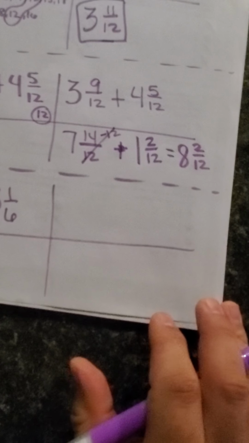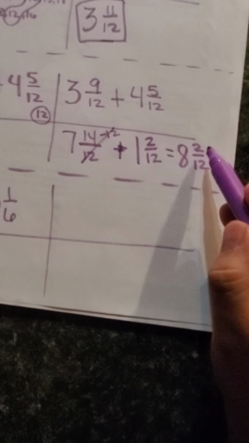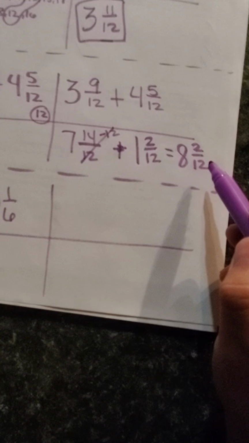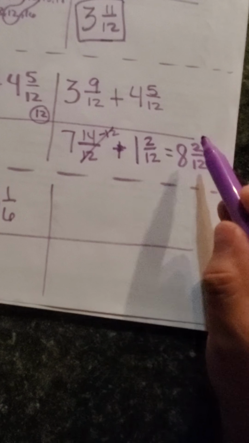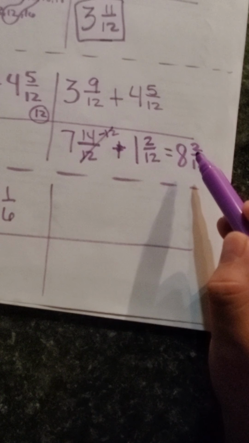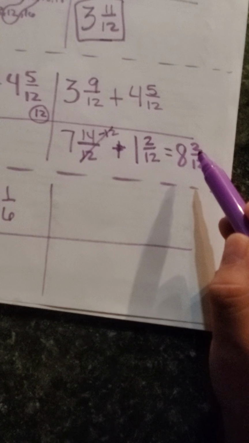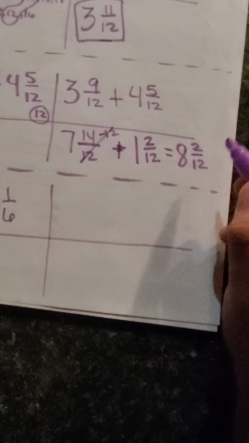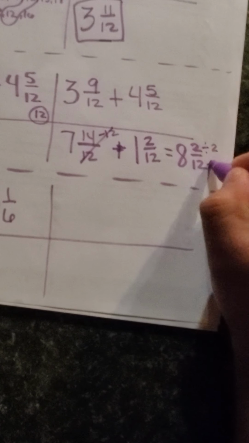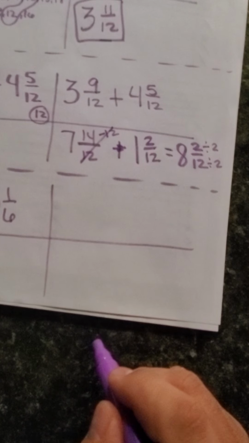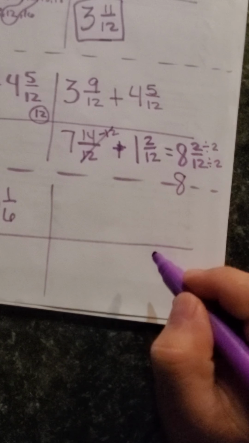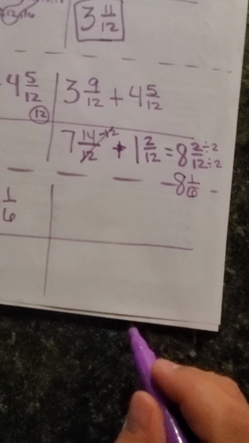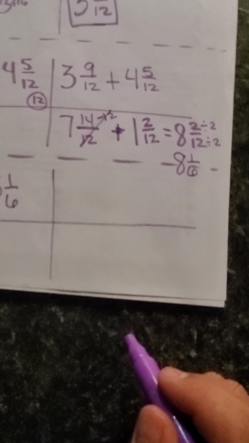Now, anytime you have 2 even numbers in your fraction, it can be simplified. 2 is a prime number. It's the only prime number that's an even number, but it can also be simplified. 2 divided by 2, we're going to do what you do to the top, you do to the bottom. Okay? So I'm going to have 8. 2 divided by 2 is 1. 12 divided by 2 is 6. So your answer here is 8 and 1/6.